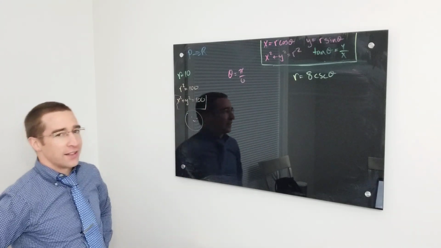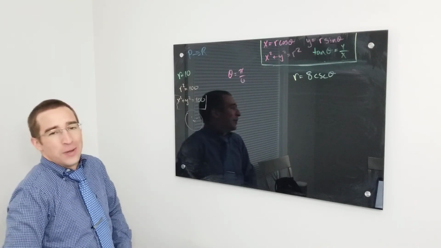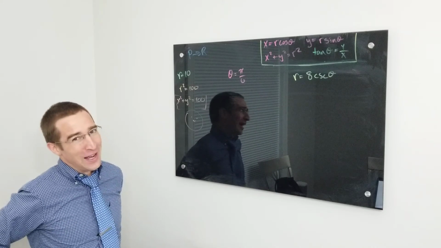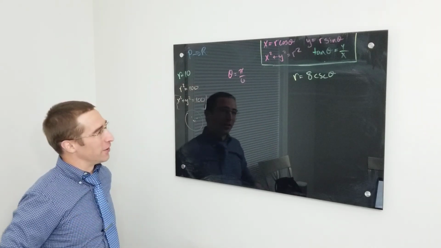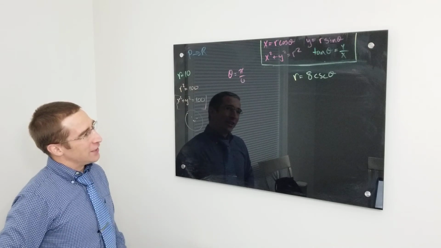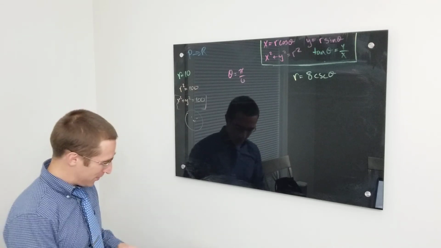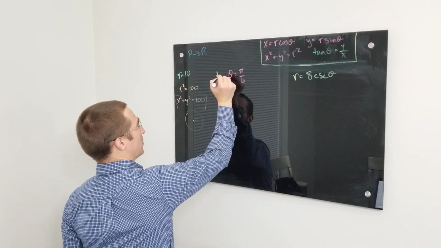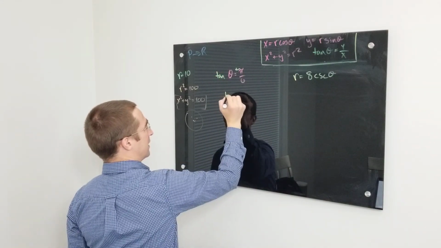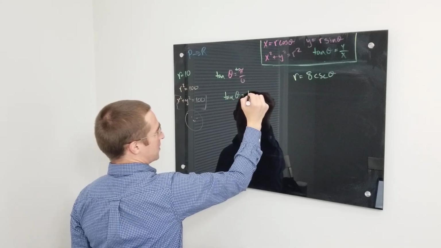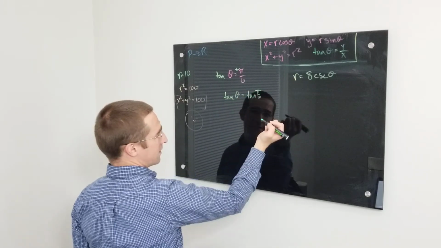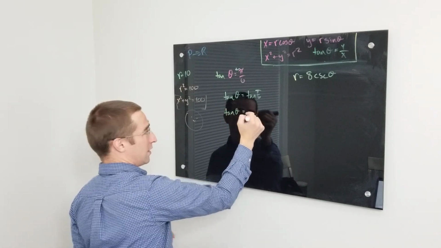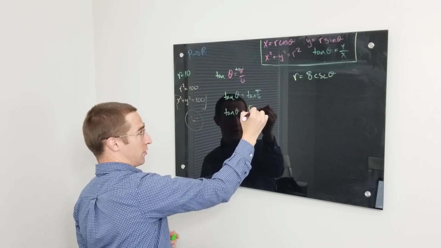Well, tangent theta equals pi over 6. We don't have a theta equals thing, but we do have tangent theta. So we know tangent theta equals y over x. If we take tan of both sides, I get tangent of theta equals the tangent of pi over 6. Well, tan of pi over 6 is root 3 over 3.